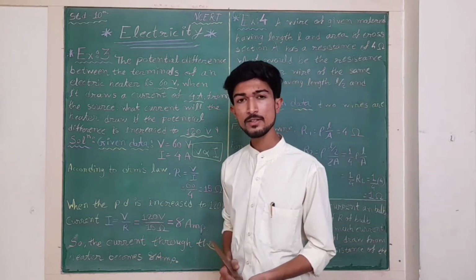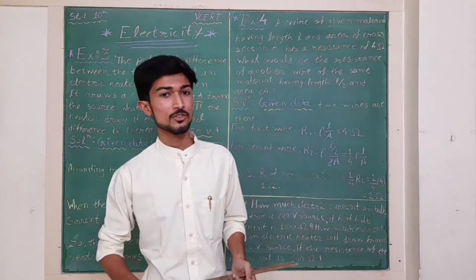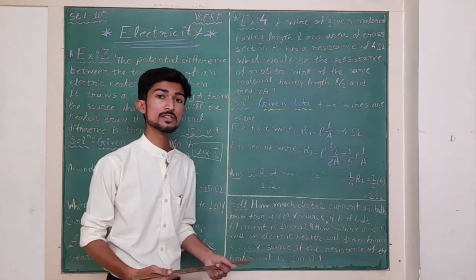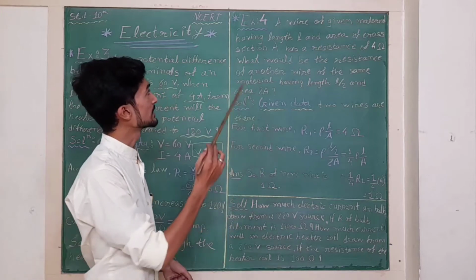So it's a very easy numerical. Okay, so you will get it easily. Let's go to the second one. Example number 4.